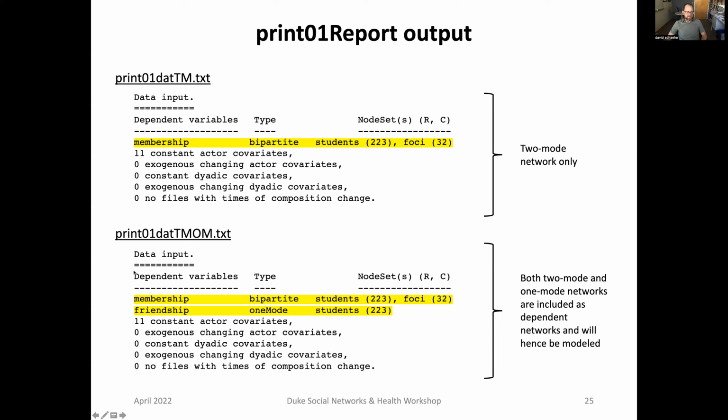Okay. The second is a second version of the data that we set up that also brought in a friendship network among the students, which is one mode, and here you can again see these are the students. We also brought in actor covariates, 11 different actor covariates. Now, these aren't differentiated between students and foci in the Print 01 report. So we're having to keep those straight ourselves.